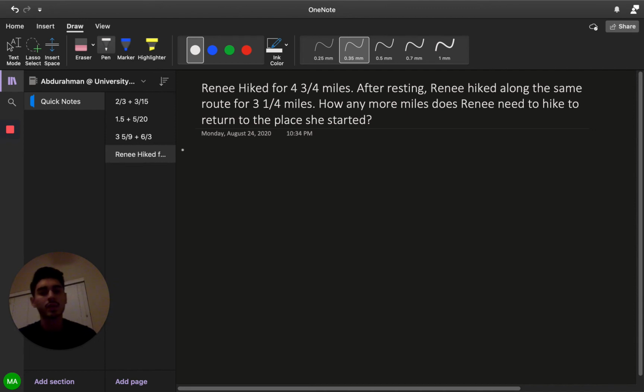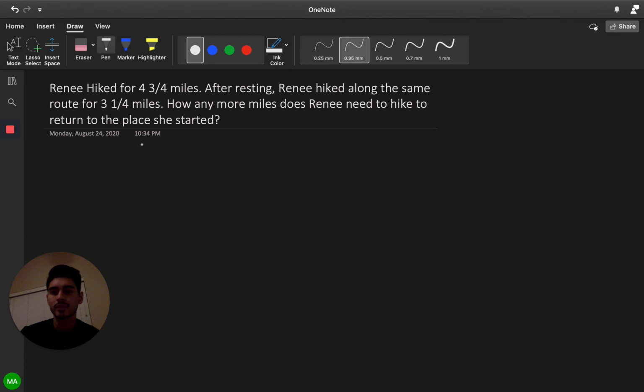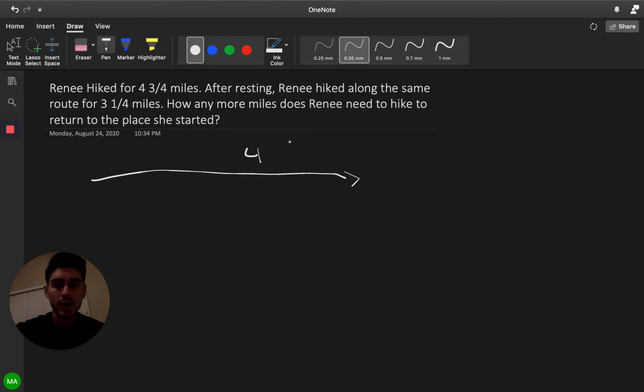Alright, so this one is a little problem we're going to have to read out. So we have Renee. She hikes for 4 3/4 miles. After resting, Renee hiked along the same route for 3 1/4 miles. So a good way to do this is draw a picture. So we're going to go ahead and draw a picture. So she went for 4 3/4 miles. So she hiked along that same route.